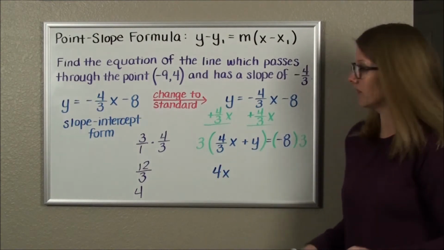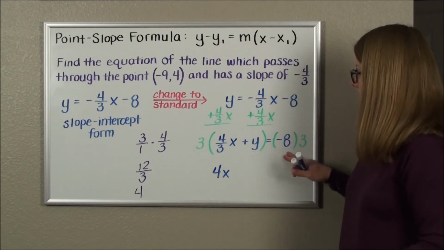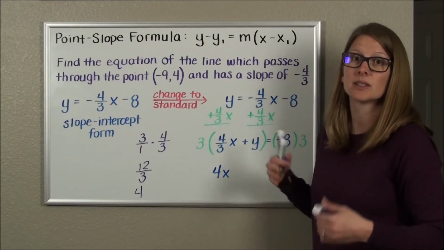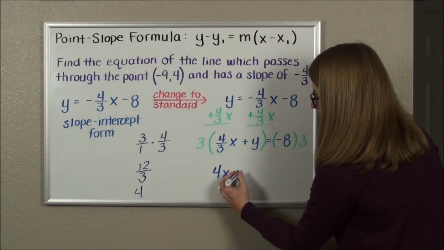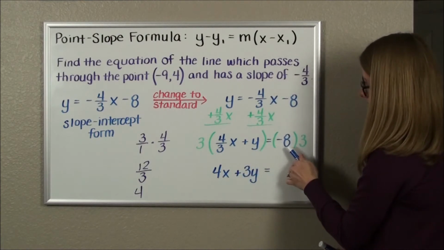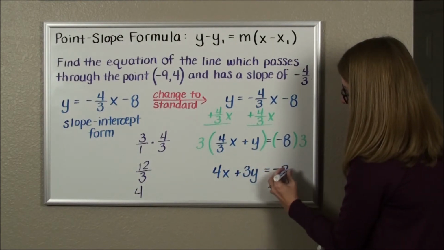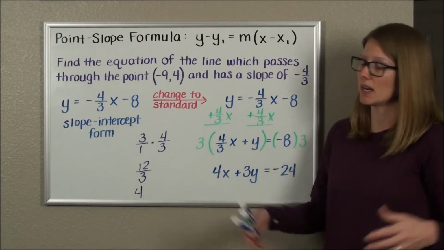But we have to be careful because getting rid of that fraction changes its value, and I have to make sure I do the exact same thing to everyone else to maintain that balance. So I also have to do 3 times y, which will give me 3y. And then on the right, I need negative 8 times 3, which is negative 24. So I have multiplied everybody by 3 to maintain that balance.